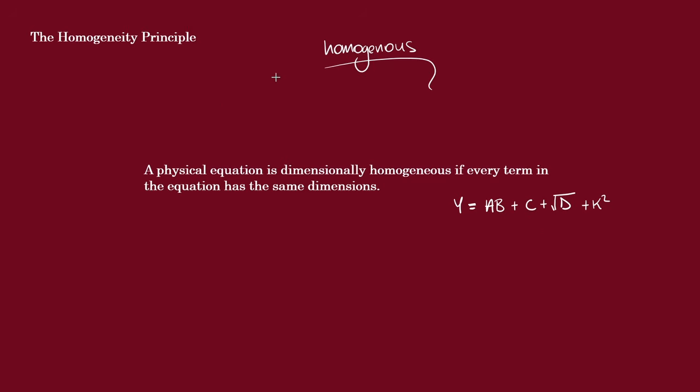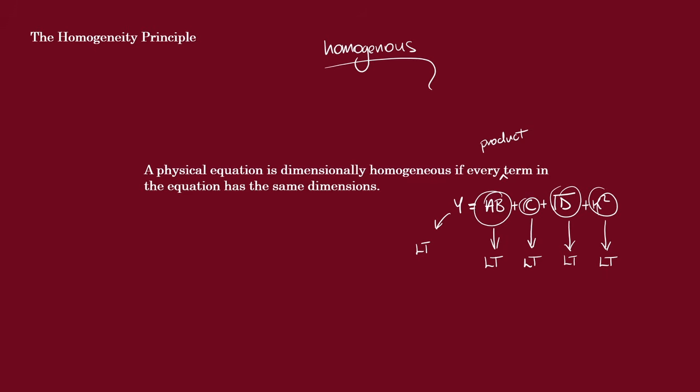For the homogeneity principle to be satisfied, every product term in the equation has the same dimensions. Usually instead of every term, it's more appropriate to say product term, since we have so many different products here. Let's say y has dimensions LT, length times time. Then by all means, AB must also have dimensions LT. C must have dimensions LT. Root D must have dimensions LT. And K squared must also have dimensions LT for the homogeneity principle to be satisfied.